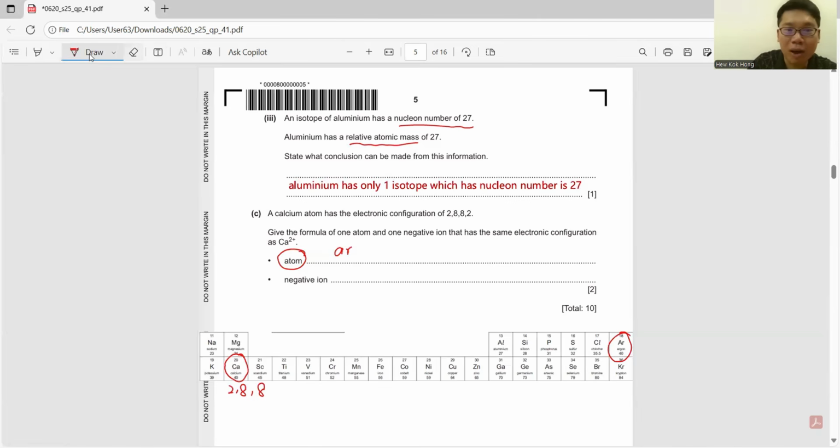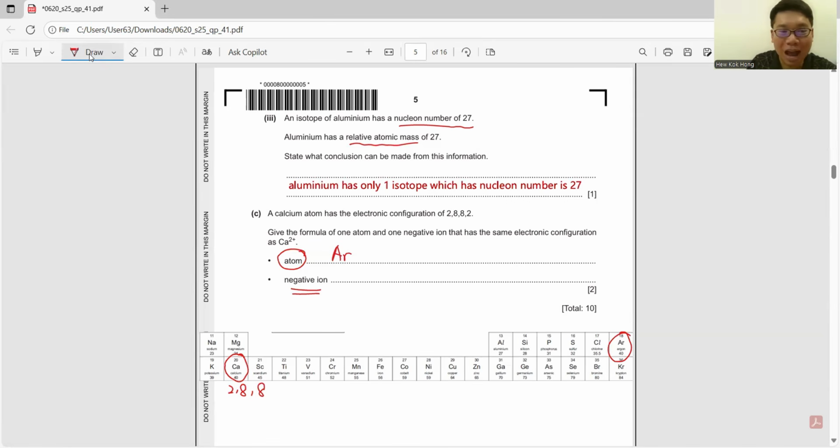And then the question requests the formula. So make sure you only write Ar. And then they request a negative ion, so you can't tell me it is potassium plus. You must choose from here. So let's say I choose Cl. Cl that has 1 extra electron will form 2,8,8.